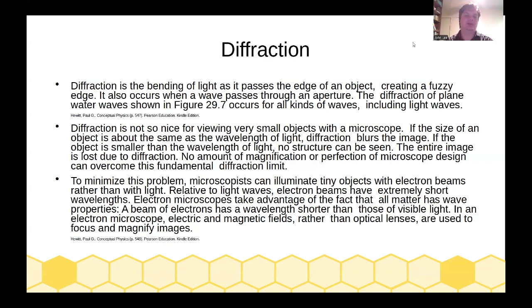To minimize this problem, microscopists can illuminate tiny objects with electron beams rather than light. Relative to light waves, electron beams have extremely short wavelengths, which we'll get to in a couple of chapters. Electron microscopes take advantage of the fact that all matter has wave properties. A beam of electrons has wavelengths shorter than those of visible light. In an electron microscope, electric and magnetic fields rather than optical lenses are used to focus and magnify images.